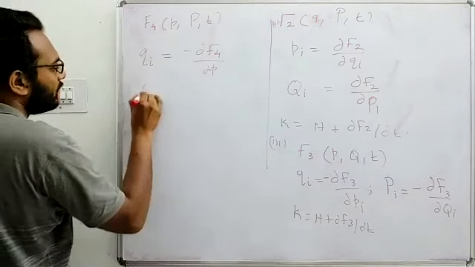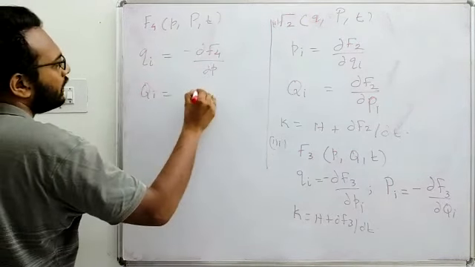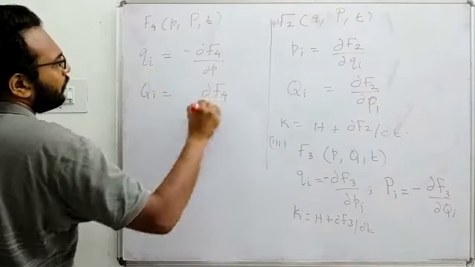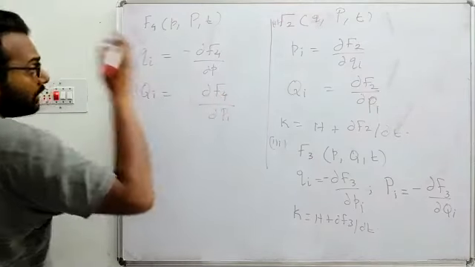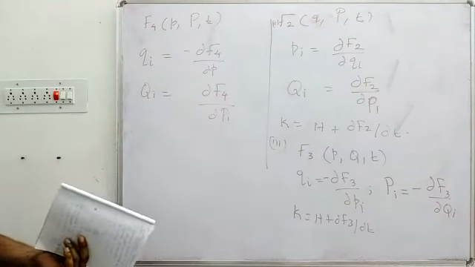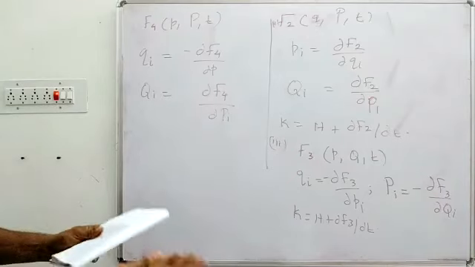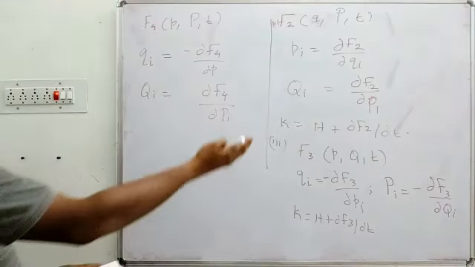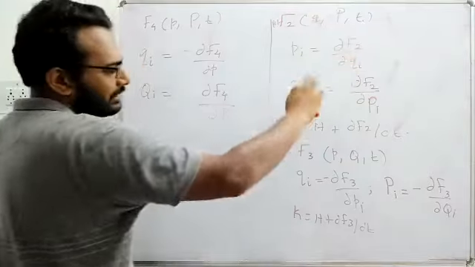And what about the next one? Capital Qi is equal to dou F4 by dou Pi. Should there be a minus sign? No, very good. All right, so this is easy to remember. Now you may not be given the number exactly. It's easy to remember anyway. You start with Q, Qt and change one each.